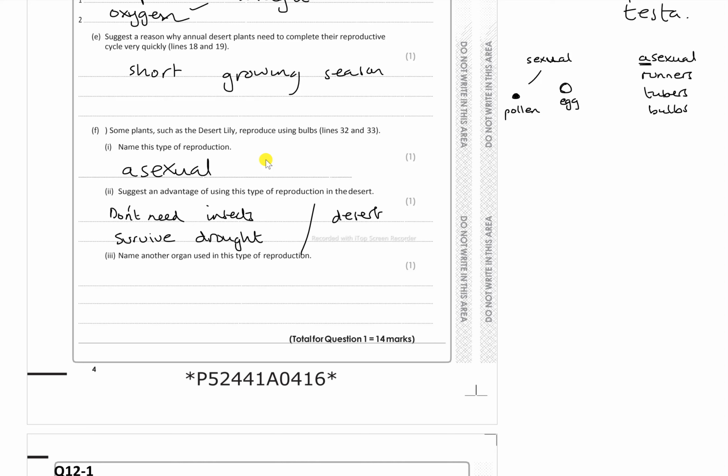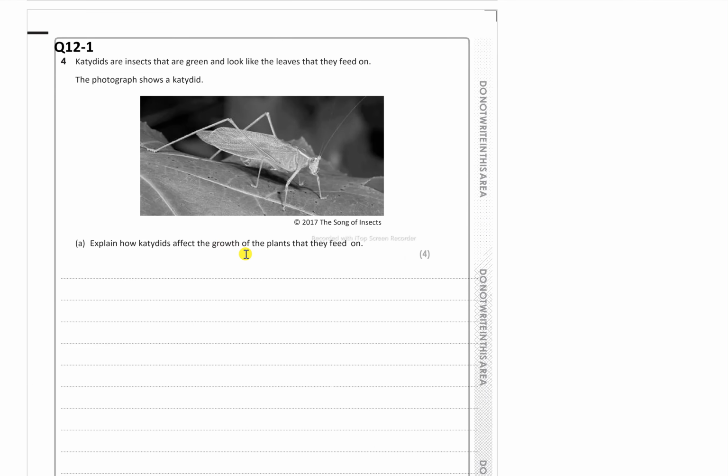Okay. Name another organ used in this type of reproduction. Another organ. Okay, so like we said, you've got runners, you've got tubers, and bulbs. I don't see anything wrong with bulbs, so we'll put in bulbs. Any one of those. So remember, it's a one marker. So any one of those. Right, okay.